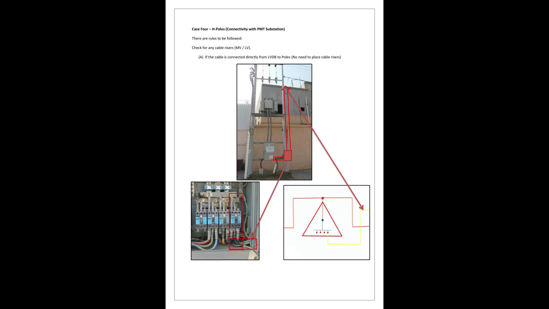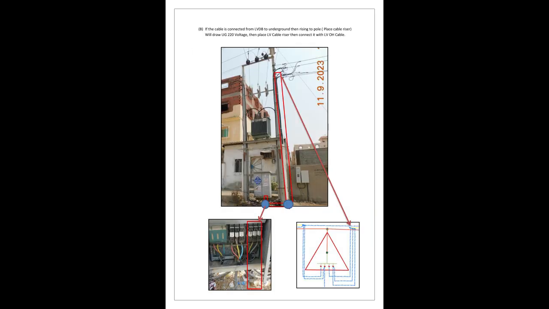Case 4, H-poles, connectivity with PMT substation. There are rules to be followed. Check for any cable risers, MV/LV. A. If the cable is connected directly from LVDB to poles, no need to place cable risers. B. If the cable is connected from LVDB to underground then rising to the pole, place a cable riser. We'll draw UG 220 voltage, then place the LV cable riser, then connect it with the LV/OH cable.